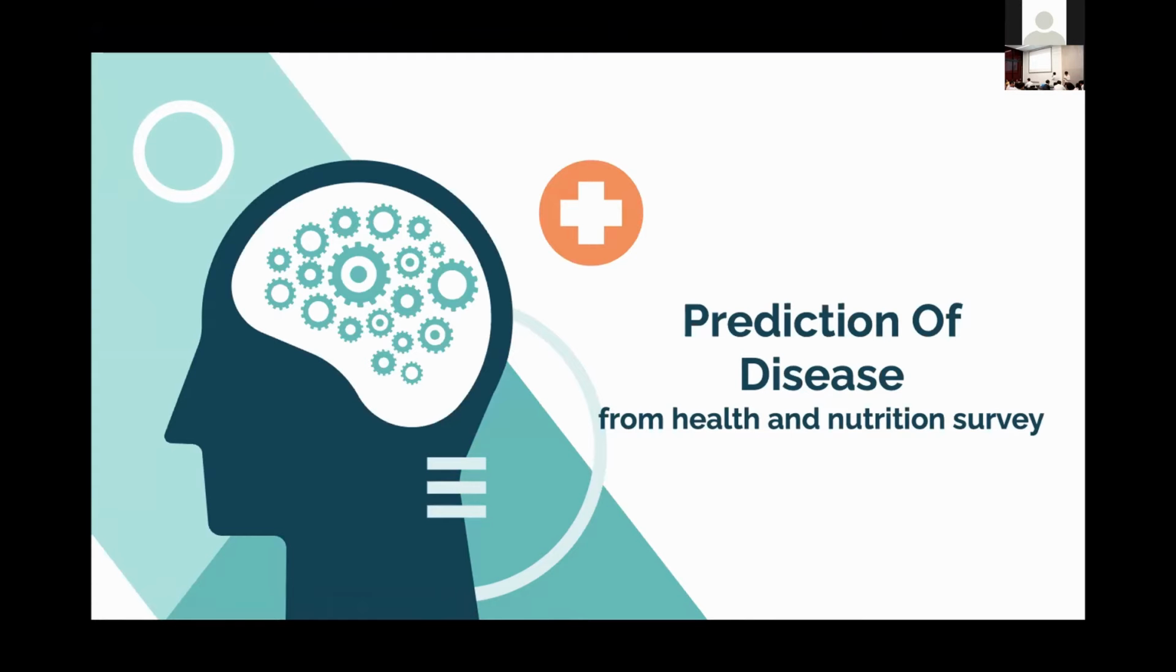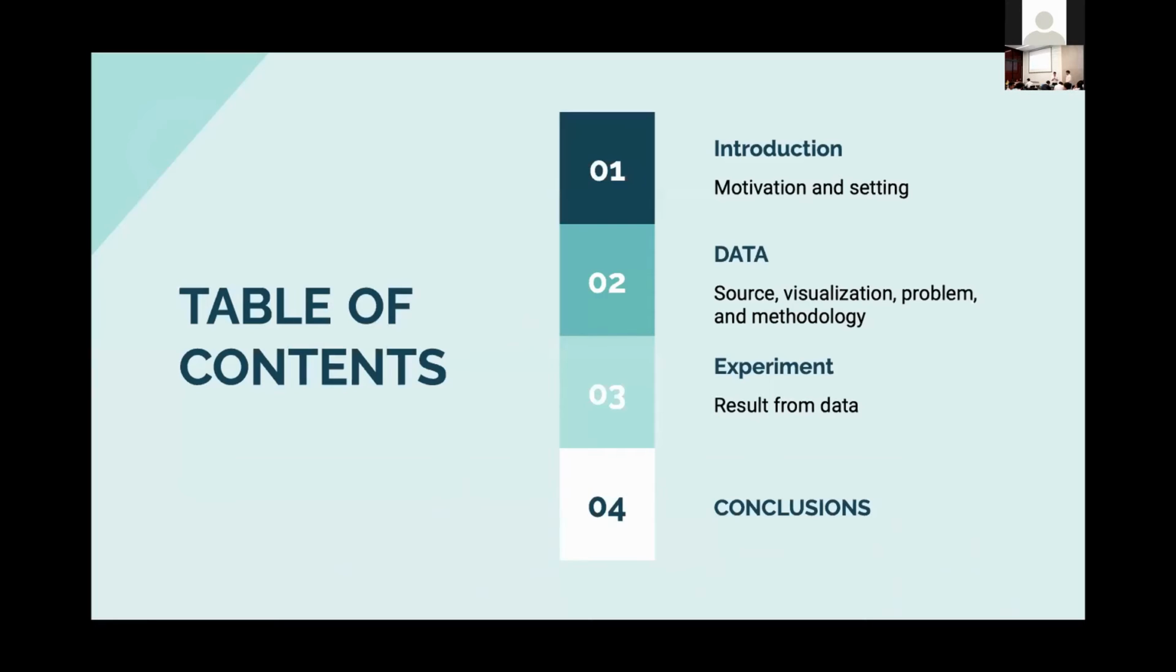So we are doing the prediction of disease from health and nutrition related data. So this is the table of contents. We have an introduction, data, experiment.